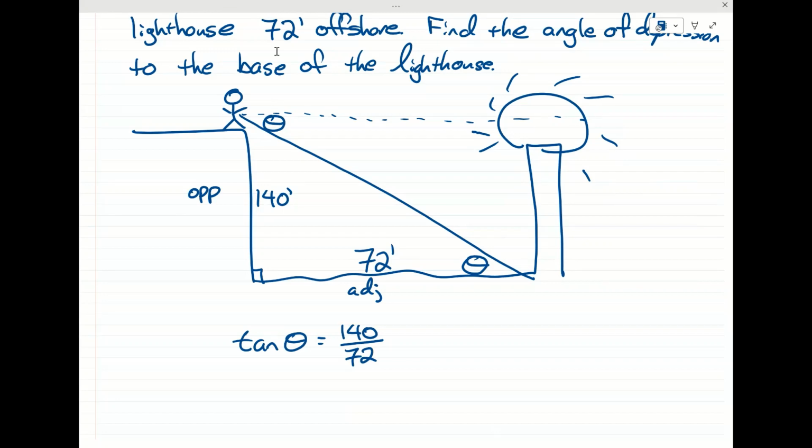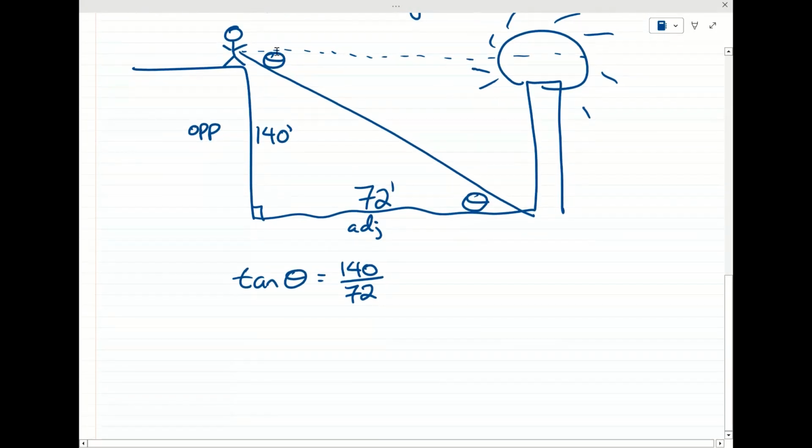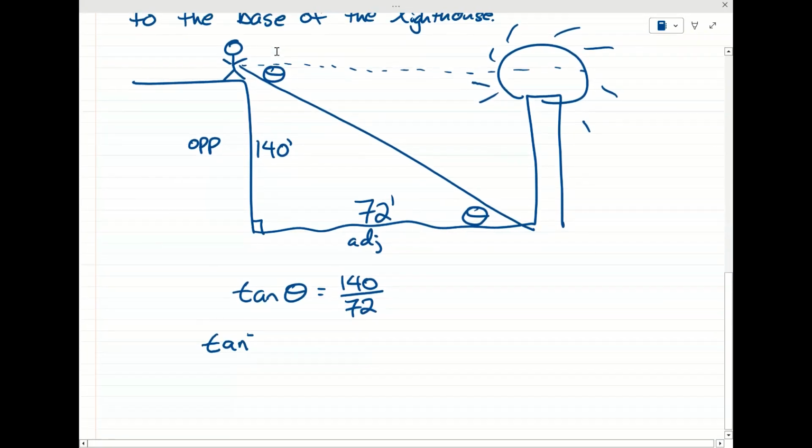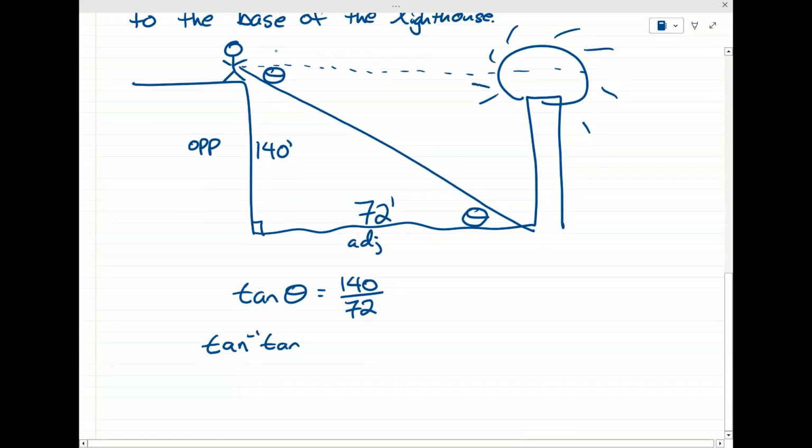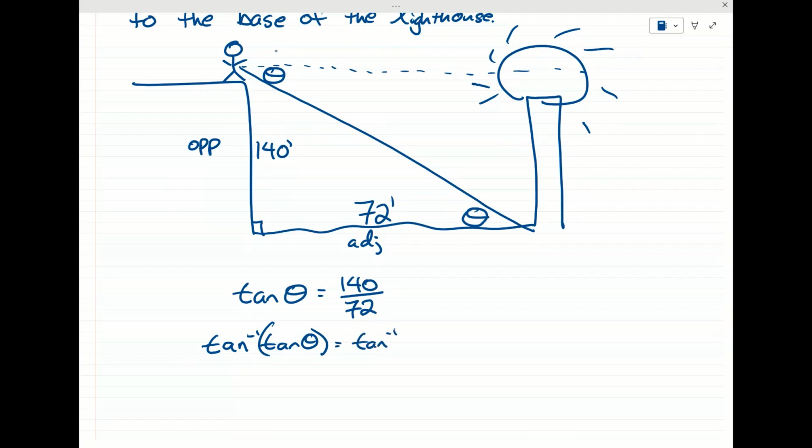We don't want to have tangent of the angle, we just want the angle. So to get rid of tangent, you could take the inverse tangent of both sides, making sure your calculator's in degree mode. Let's see what this angle of depression is. Inverse tan of 140 divided by 72 gives us 62.8 degrees.